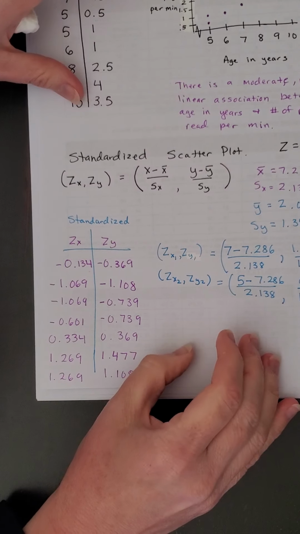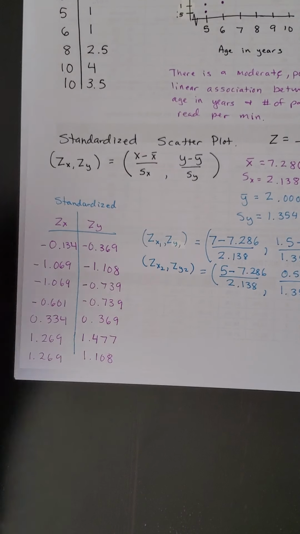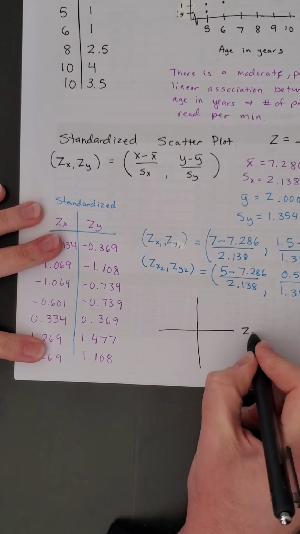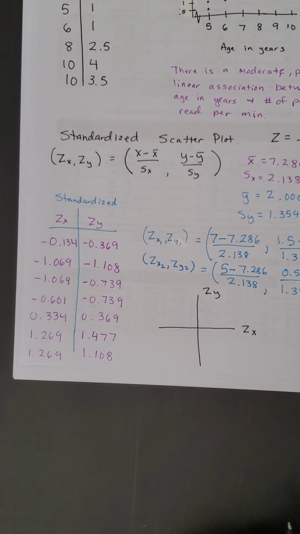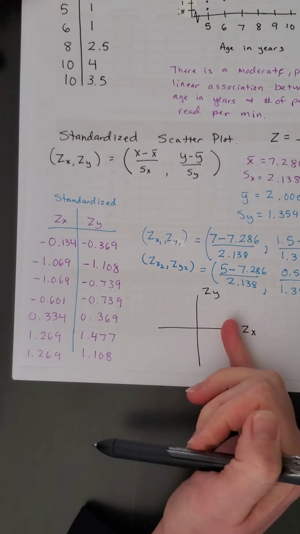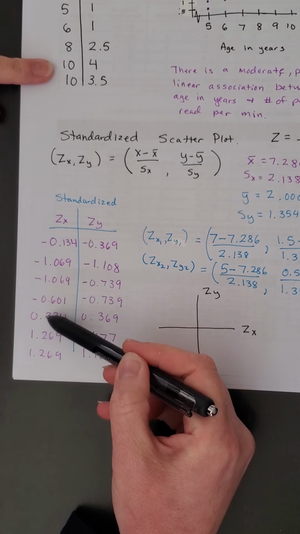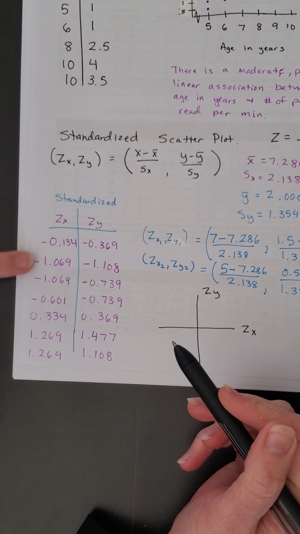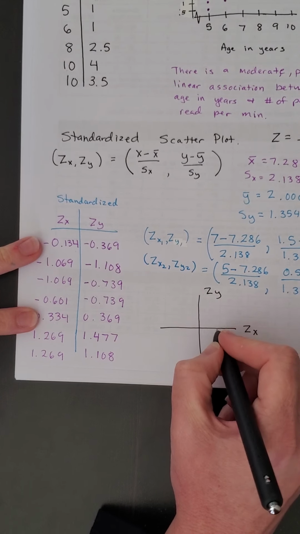All right, so I'm going to sketch a really, really brief scatter plot of my standardized values. So I'm going to standardize my values and then sketch it. So z sub x and z sub y. You notice that any value that was above our mean was positive, and any values that were below the mean were negative. And these are very small values. So I'm going to stretch out my graph a bit.